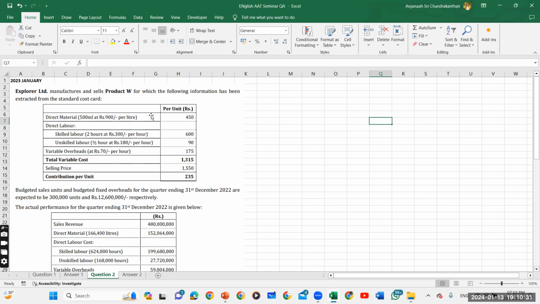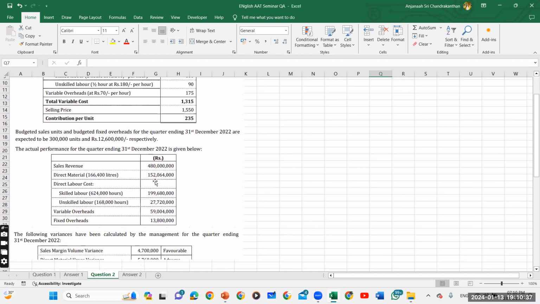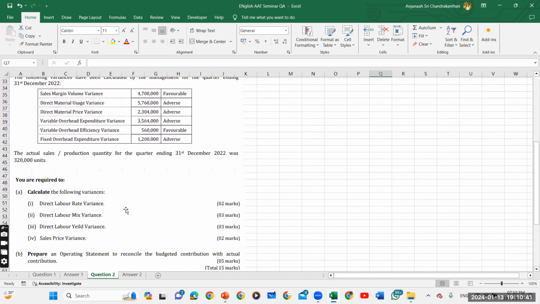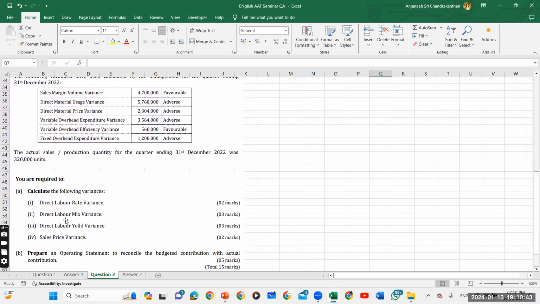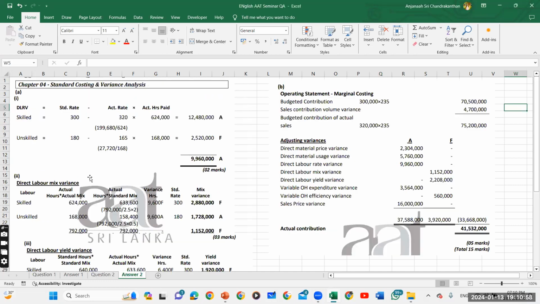So see here, the material they have given, only a few names they have changed. They have given the actual and all those things, sales price and the other variances, and they have asked you to calculate the labor rate, mix, yield and the sales price variance, and the operating statement to reconcile using contribution, actual contribution. So they are asking for the marginal approach. See, this is the answer.